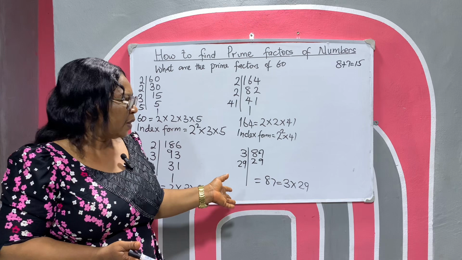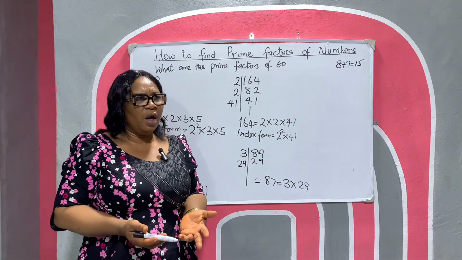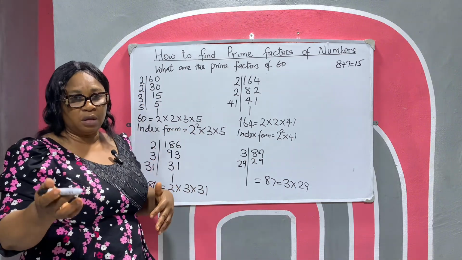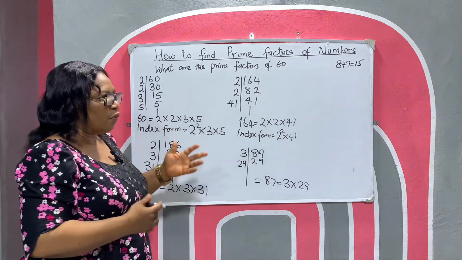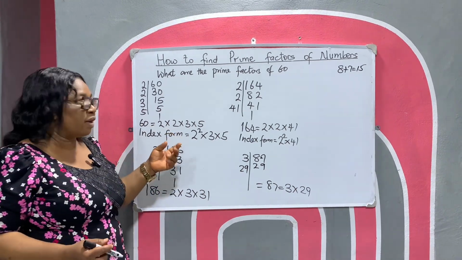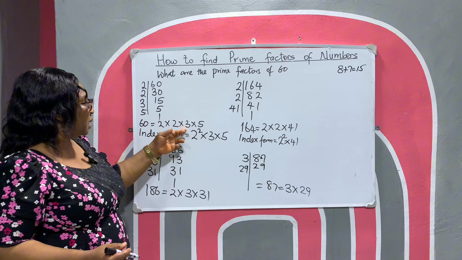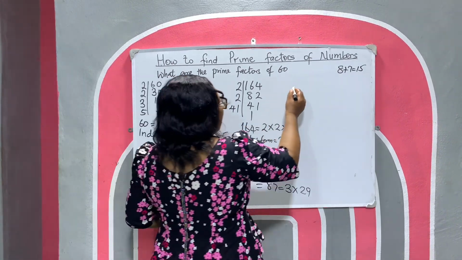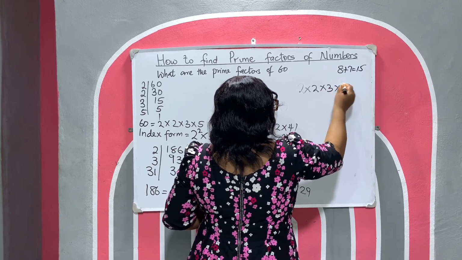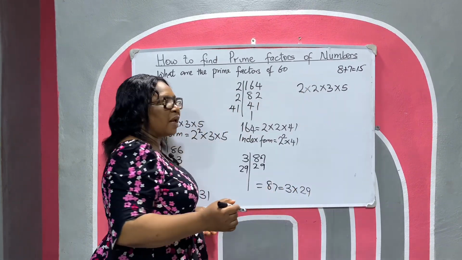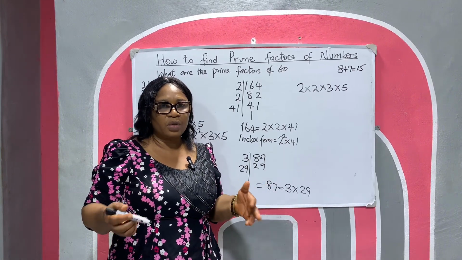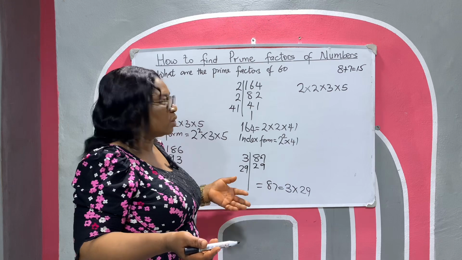And another thing I want to expose to you, they might write some strings of prime numbers and ask you, what is the number? What is the number of these series of prime numbers? Let's take the one we have here. We have 2 times 2 times 3 times 5. In case they write something like this for you and ask you what is the number, what are you going to do?